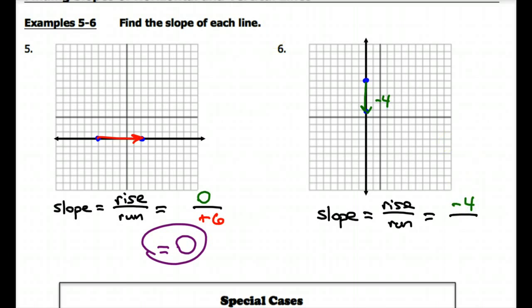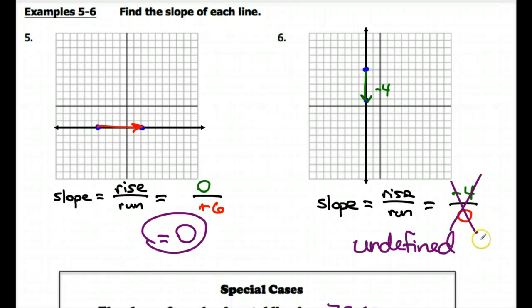My run, however, I don't need to move left or right to get to this point. I'm already there, so my run would be 0. So we would say that the slope is negative 4 divided by 0. However, there is a rule in math that says whenever you're working with division, you cannot divide by 0. Okay, you can divide things into 0, like we did in number 5, but you can't have 0 in the denominator. So this is not allowed in math, and we would actually say that the slope in this case is undefined.